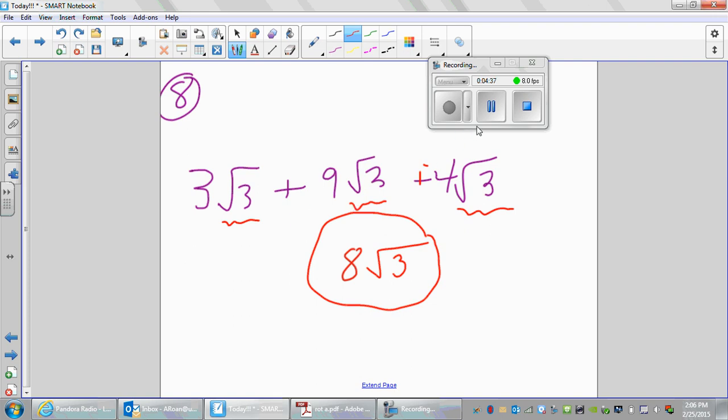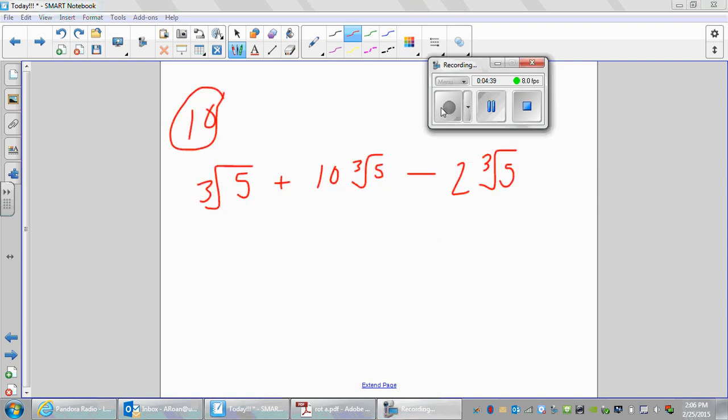Number 10. All right, we have the cube root of 5 plus 10 cube roots of 5 minus 2 cube roots of 5. Well, the cube root of 5 doesn't break down any further, so there's no perfect number times itself 3 times that's going to give you 5. So that's as far as you can simplify.